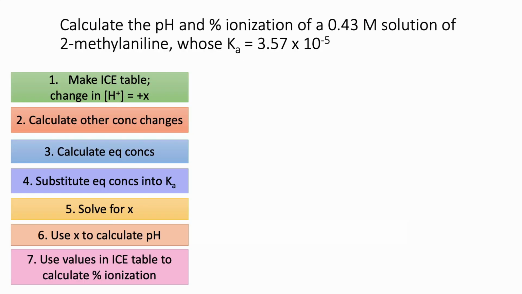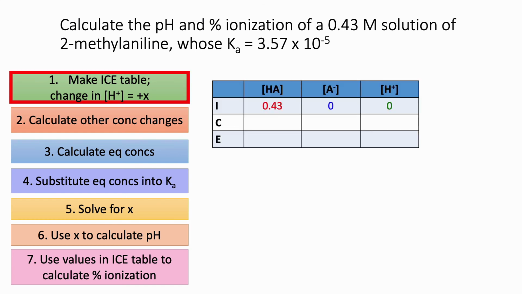Here is a problem where we're looking at a solution of 2-methylaniline, and we're given the Ka. So I made an ICE table. You'll notice that I didn't put in methylaniline. I've just put HA because I may know what methylaniline is, but I know that you don't. We see that it has a Ka, so we know it's a weak acid, so it's just going to be HA, and then A minus for the conjugate base.